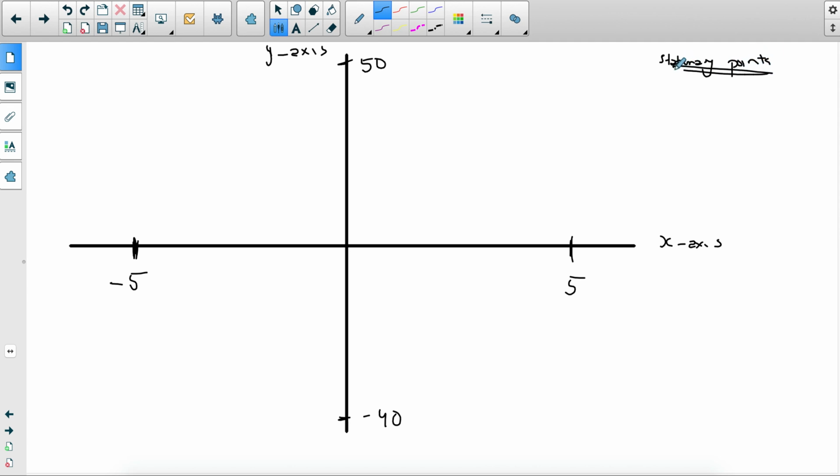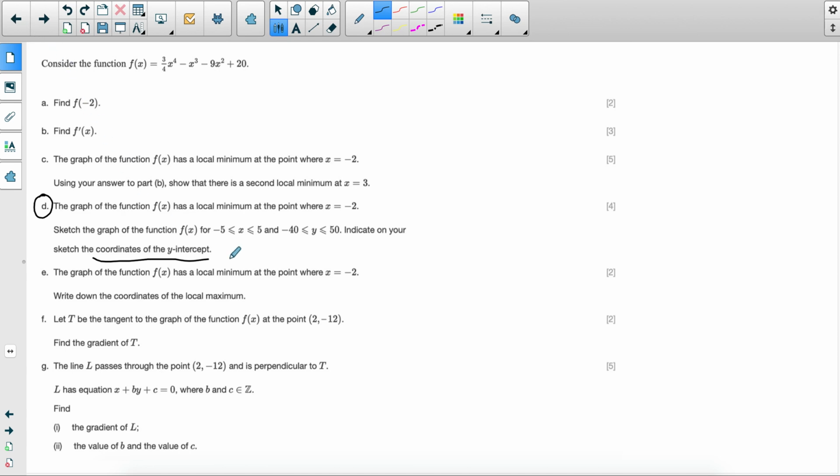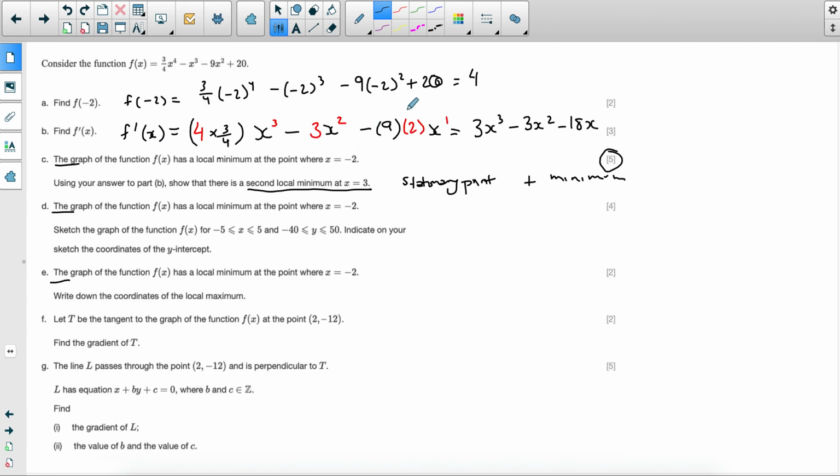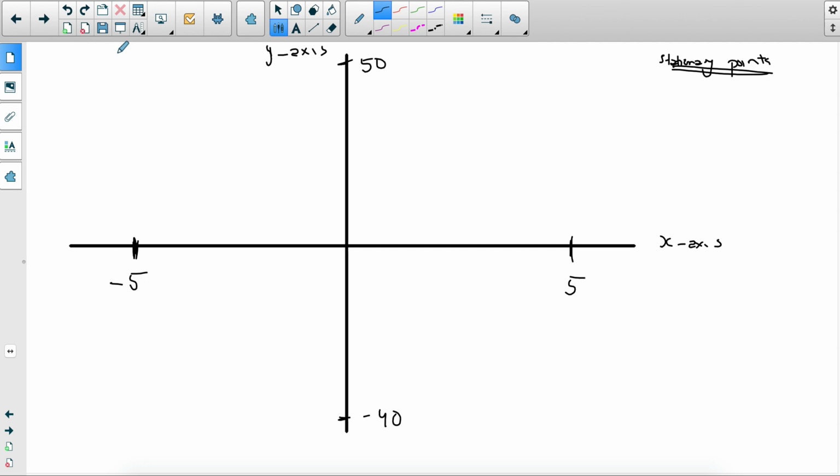So these are your biggest clues. The first stationary point, well, we know is at -2. And the y value at -2 is actually 4, and we found this here. We just substitute -2 in the original, that's how you'd find the y value. So we know that the first local minimum occurs at (-2, 4), so somewhere here, quite low.